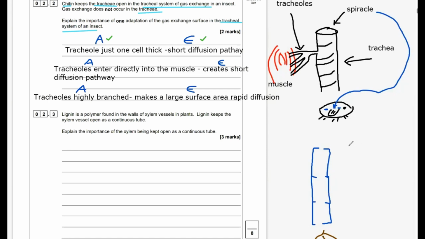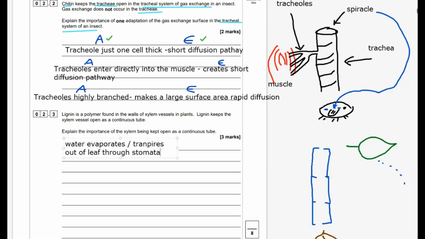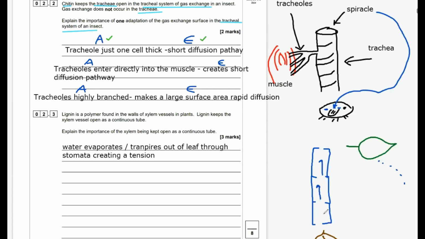Why is that important? We've got the roots here at the bottom in brown, and I've got the xylem tube going up the stem, and then we've got the leaf. Of course, you have evaporation by transpiration in the leaf. What does that do? That creates tension. So the transpiration of H2O molecules through the stomata creates a tension, a pull or a force or a negative pressure pulling water up the xylem. We call this tension. Okay, so that's going to get you a mark for explaining where we get tension from.